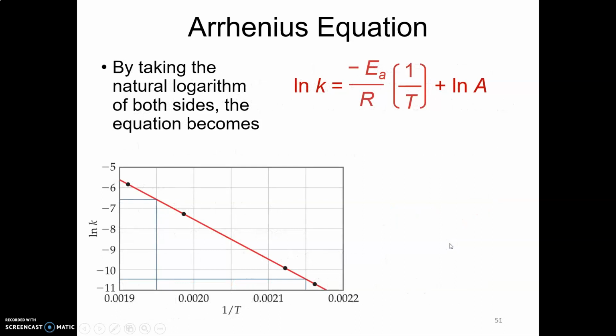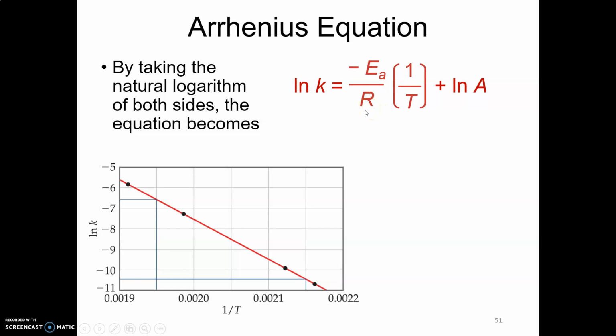If we take the natural log of both sides of this equation, it's essentially integrating it. If we look at the integrated version of this equation and we put it in this line equation and graph it, we see that the x-axis is inverse temperature and the y-axis is the natural log of the rate constant. And take a look at what the slope is. The slope is negative activation energy over R.